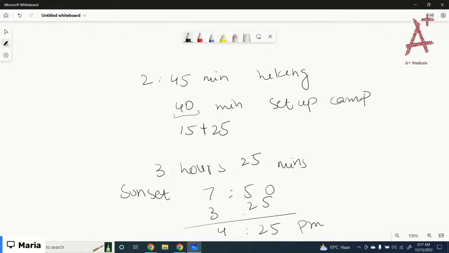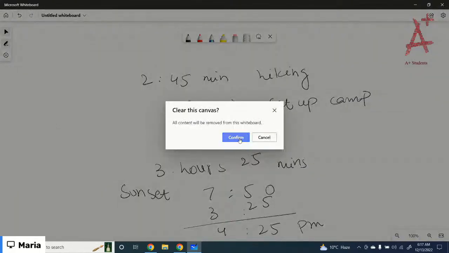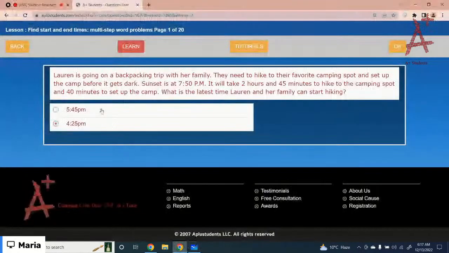Got it? Marnet, did you get it now? Or should I repeat it again? Please write the... Marnet, did you get it? Okay, good. So it would be 4:25. Just select the correct option and click on the OK button.